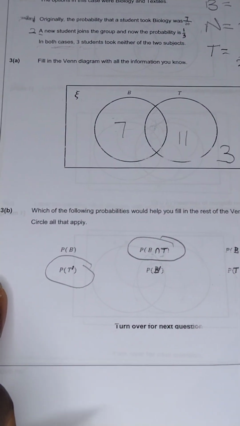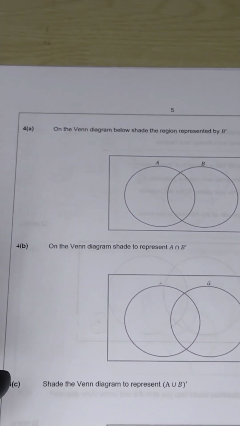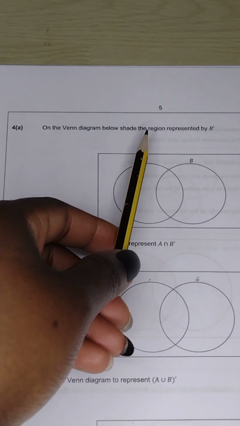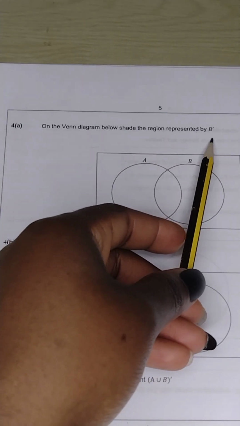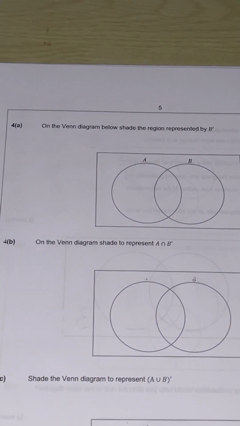Okay. Right, moving on to question 4, which should be our last question here. Question 4a says, on the Venn diagram below, shade the region represented by B prime. So we want to shade the region that is not including our B. Okay, so we want to leave the B but shade everything else.